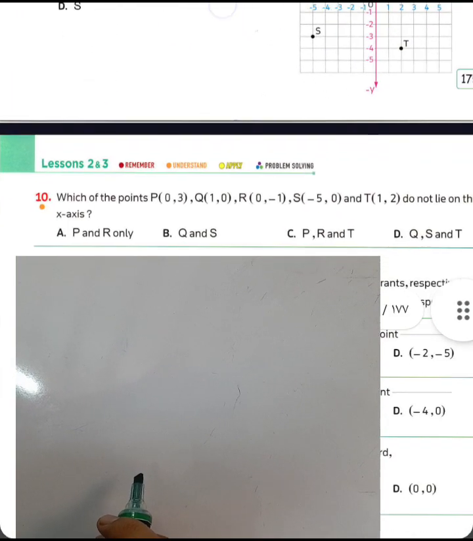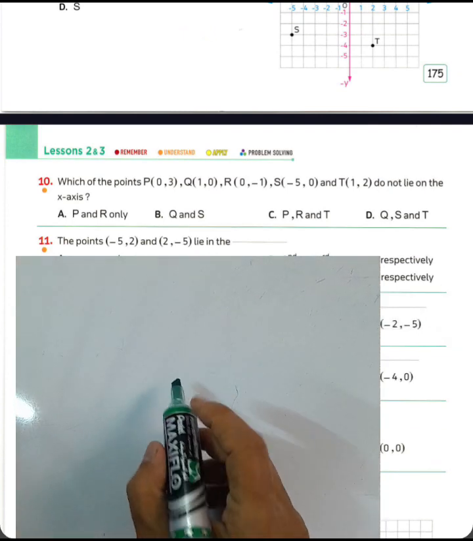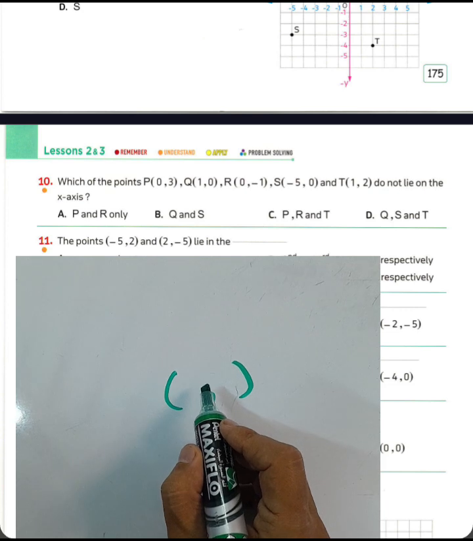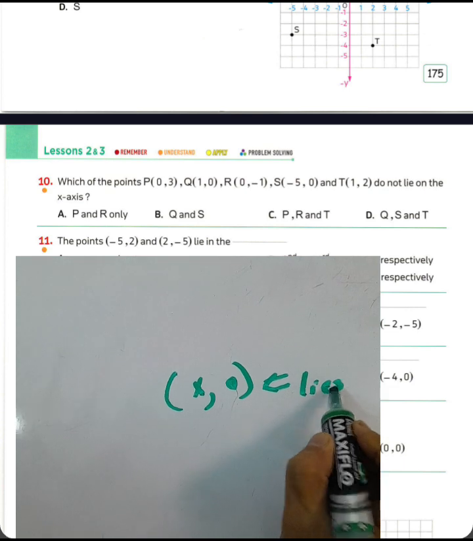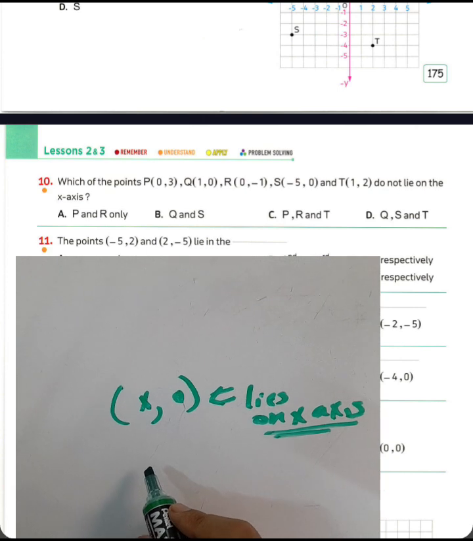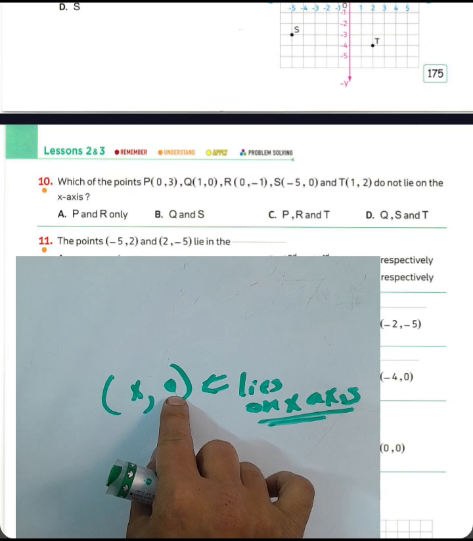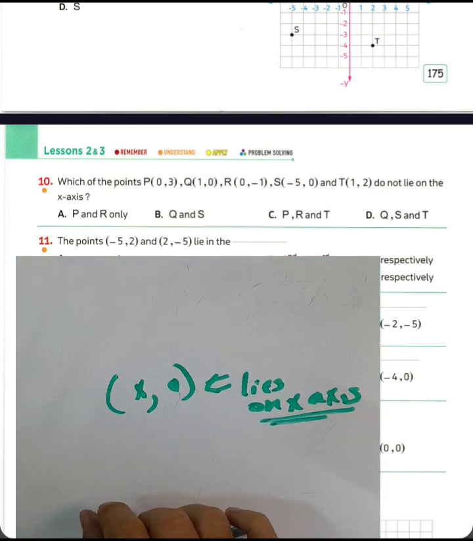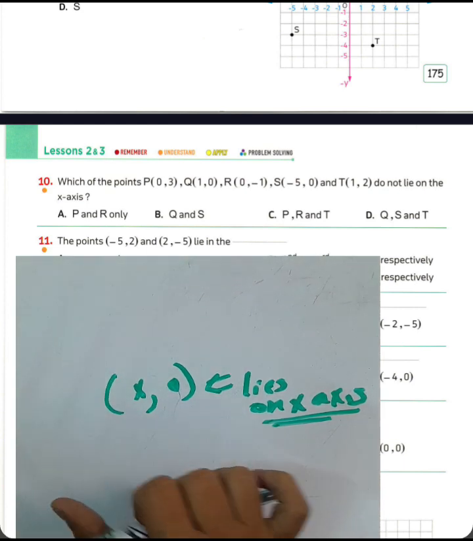Next example, which of the following don't lie on the x-axis? If the point lies on the x-axis, y equals 0, such that (x, 0) lies on the x-axis. Any number and 0 lies on the x-axis because the second coordinate equals 0. We want to find the point that doesn't lie on the x-axis. You must choose any point whose second coordinate is not equal to 0.